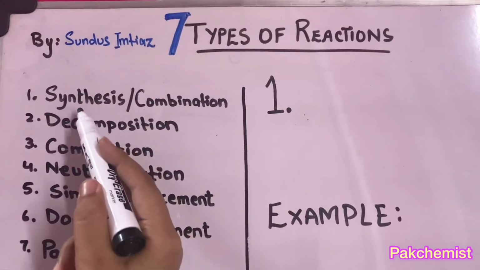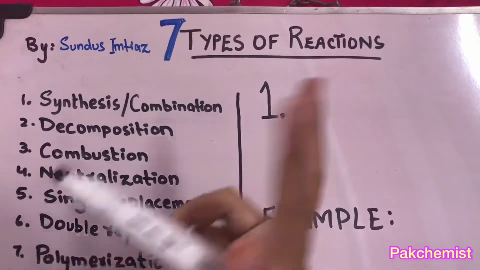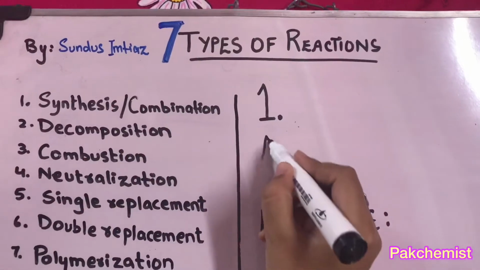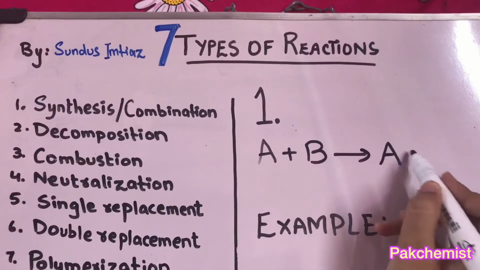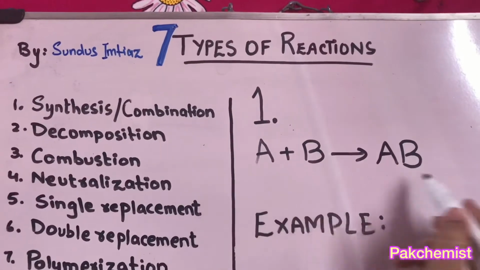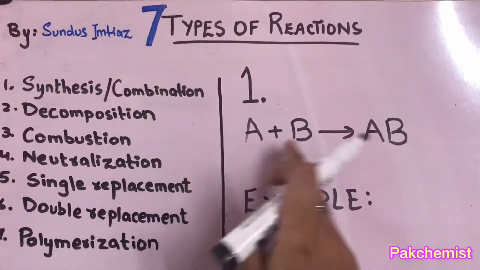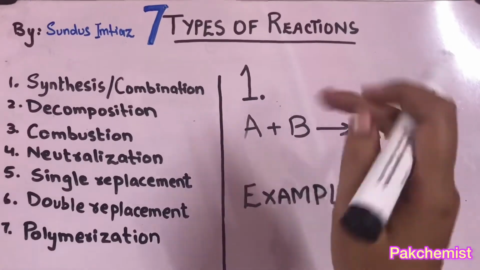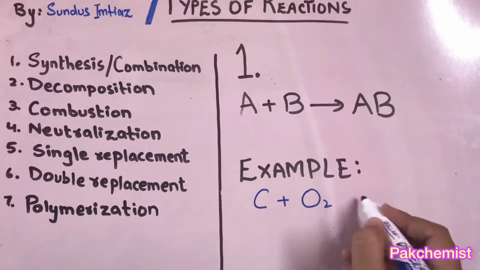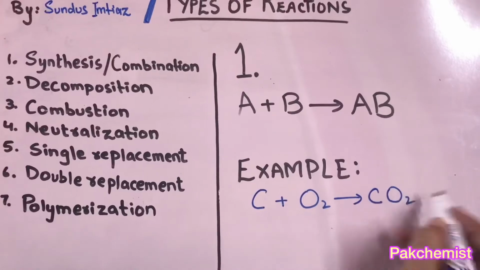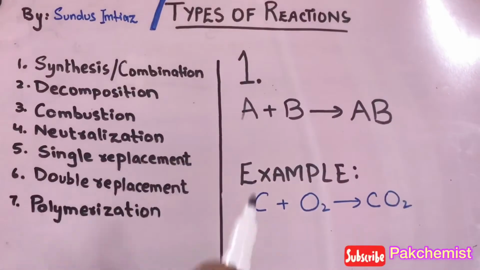The first reaction is a synthesis or a combination reaction. Combination itself says to combine something. Okay, to combine something means when two atoms like A and B both combine together and form a single product, we call this reaction a synthesis reaction or a combination reaction, because in this reaction two atoms combine to form a single product. Now let me take an example. Carbon plus oxygen molecule makes carbon dioxide. Okay, carbon and oxygen forming carbon dioxide is a synthesis reaction.